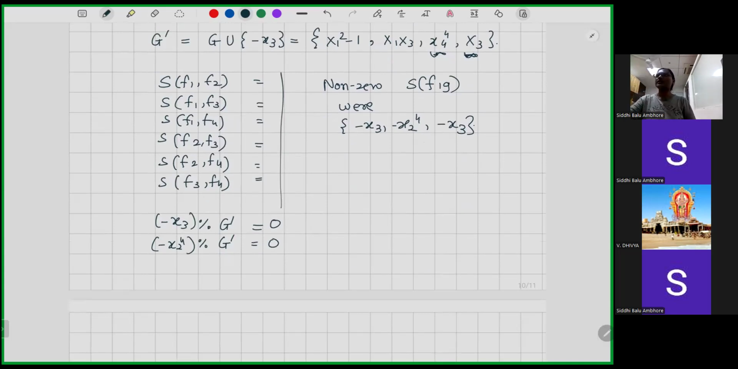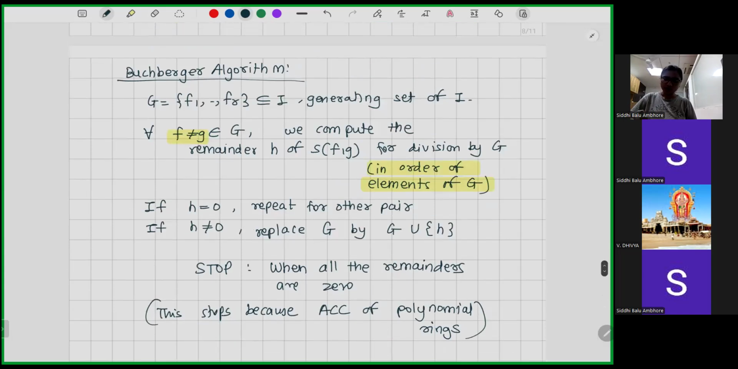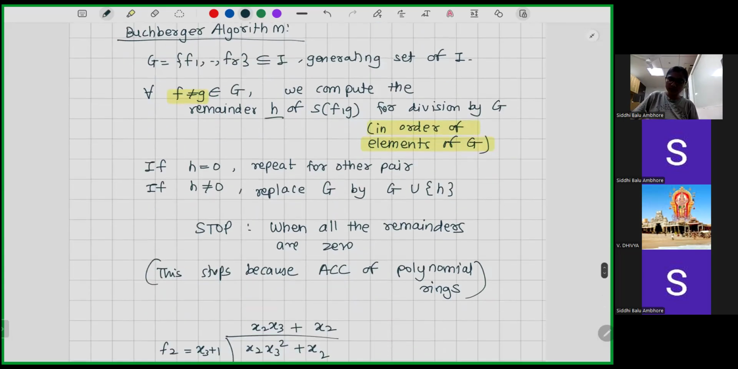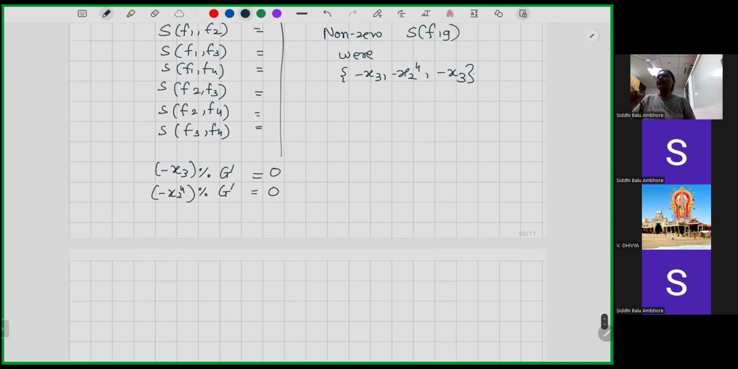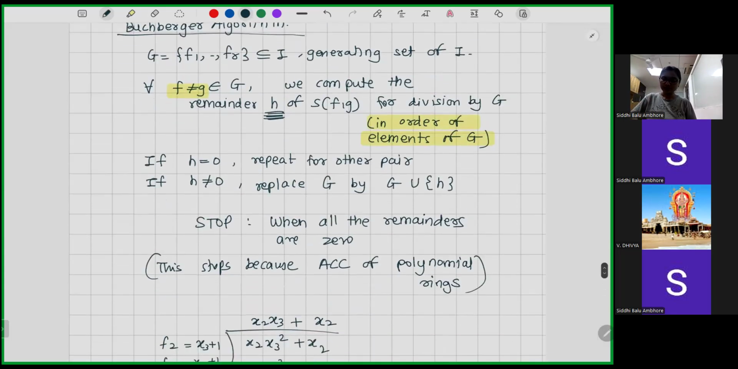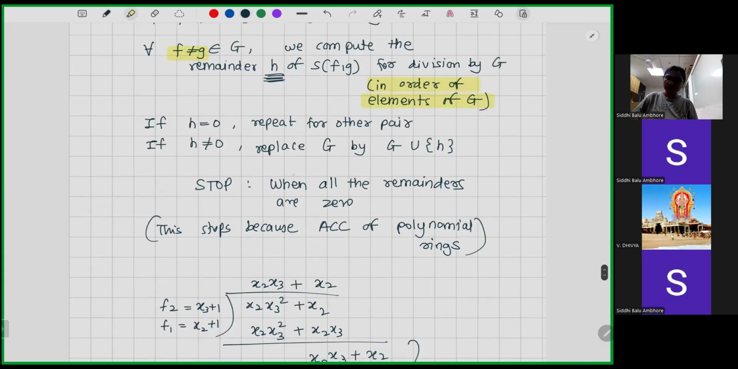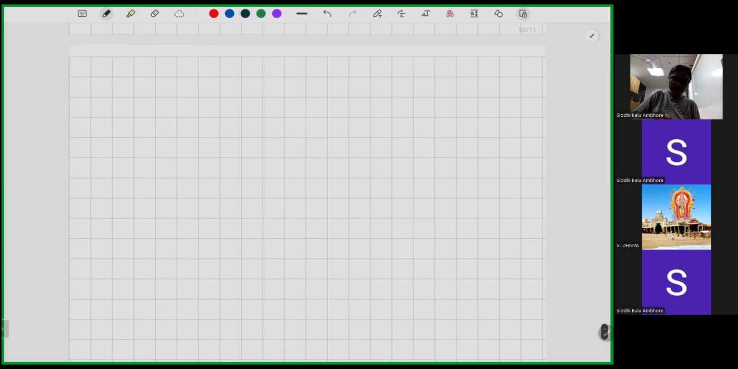So anyway, for the 0 S pairs, the remainder is anyway 0. That's not a problem. But for the non-zero S pairs, we wanted to check whether they give us remainder 0 or not. Okay, this remainder h we wanted to be 0. But now all the S pairs have the remainder 0. So by this theorem, this stops when all the remainders are 0.